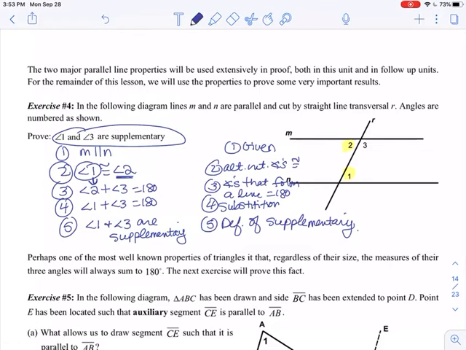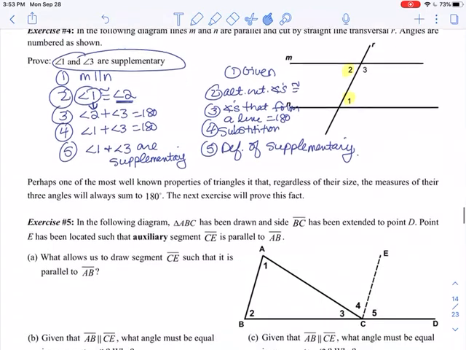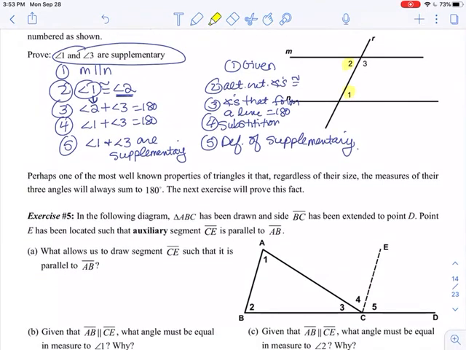One of the most well-known properties of triangles, regardless of their size, is that the measure of their three angles will always equal 180. So that's something that you probably already knew before. The three angles of a triangle will always equal 180. The next exercise that we're going to do is actually going to prove that. This is something that you previously knew, but have never proven, and now we're going to prove it.